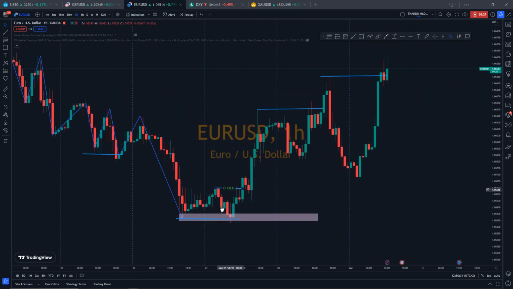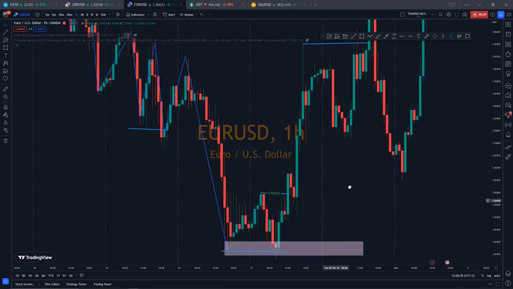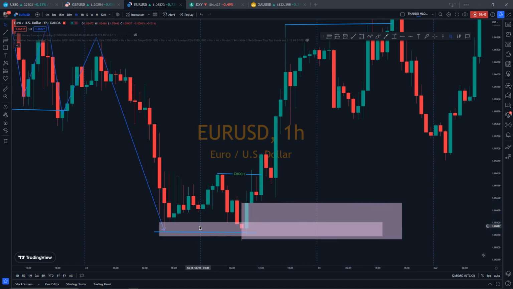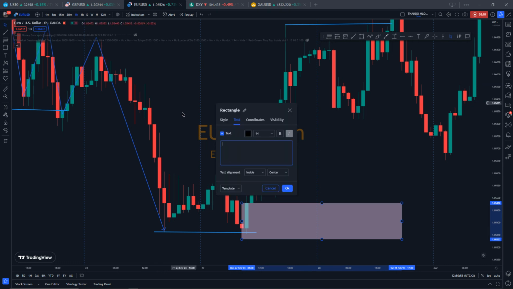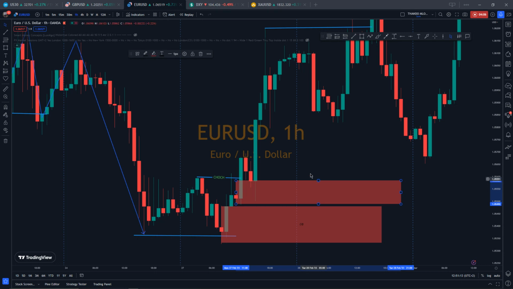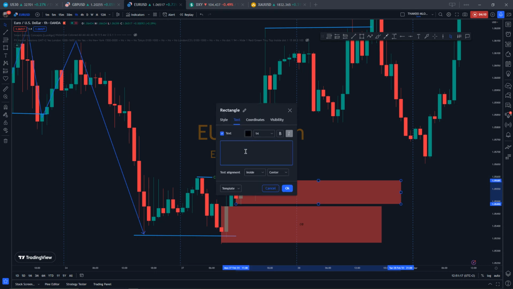So what does the market do after a change of character is created? It goes to an order block or a supply area. In this case, we have this as our order block right over there. Then we have this as an interesting area. Now there's reasons why price did not go to that area. Sorry, not supply, it's demand. So this is our demand area.